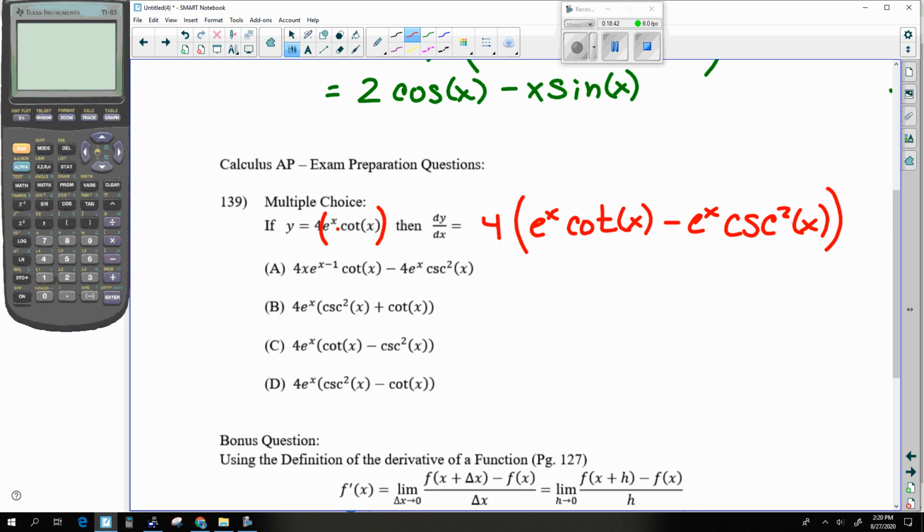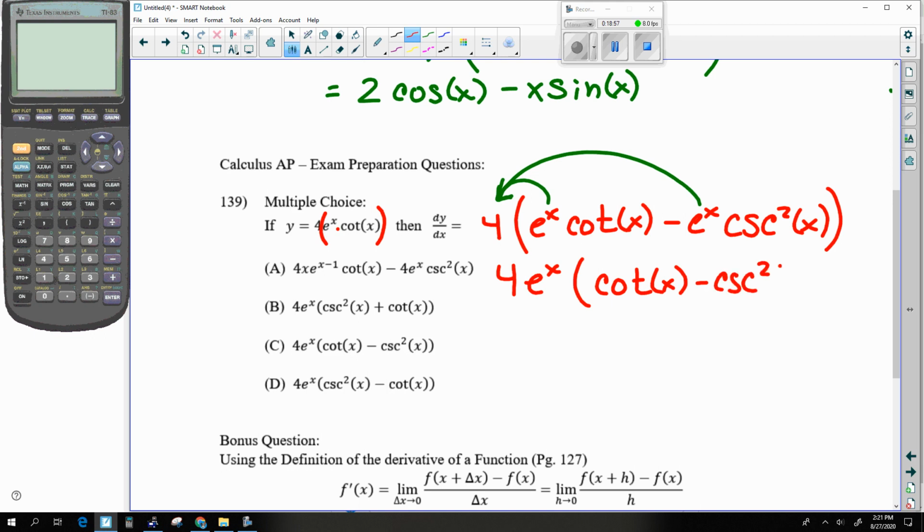Oh, okay, I see what they're doing. Notice how you can GCF out an e to the x from both sides. So this could be 4e to the x cotangent minus cosecant squared. I think that would probably be it. Boom.